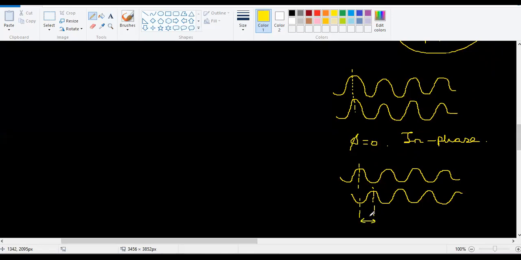Actually, they have a phase difference of pi by 2, sir. This one or this one? The second one, sir, the phase difference is pi by 2. Sorry, sir, pi. Pi, yeah. It will be 180 degrees, or pi.